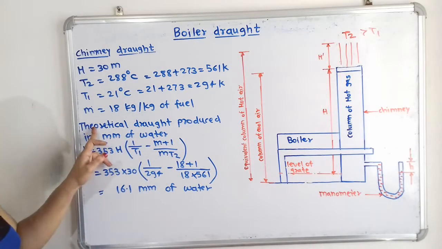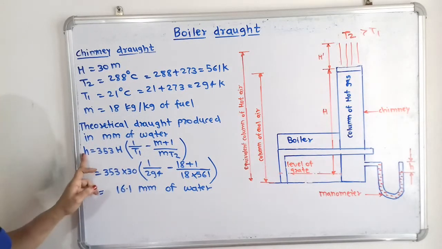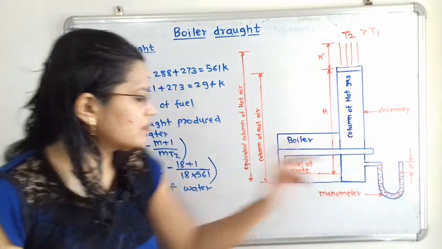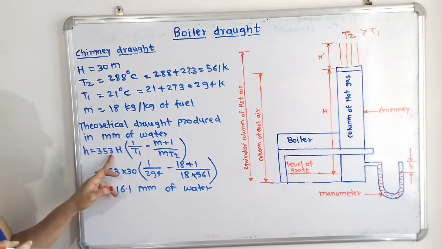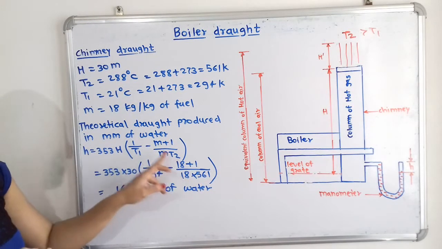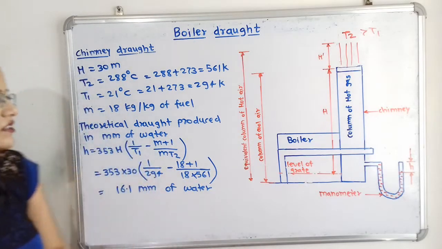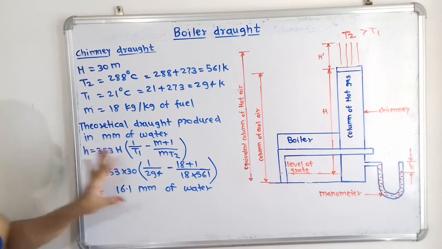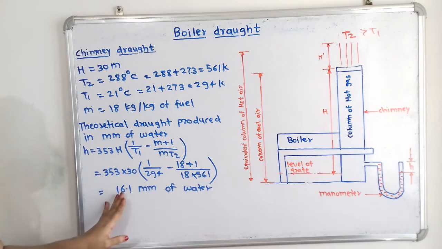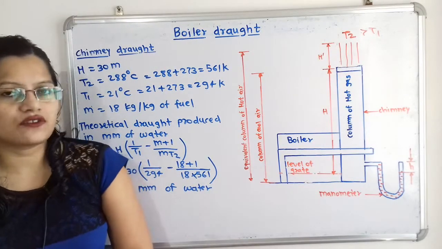Now we will calculate theoretical draught produced in millimeter of water. So this small h, theoretical draught produced in millimeter of water by this manometer, small h is equal to 353 capital H into (1 by T1 minus M plus 1 by M T2). So M plus 1 is nothing but the mass of the hot flue gases. So we will put all the values from the given data. So when we put all the values, we will get 16.1 millimeter of water. So this is the answer of first question.